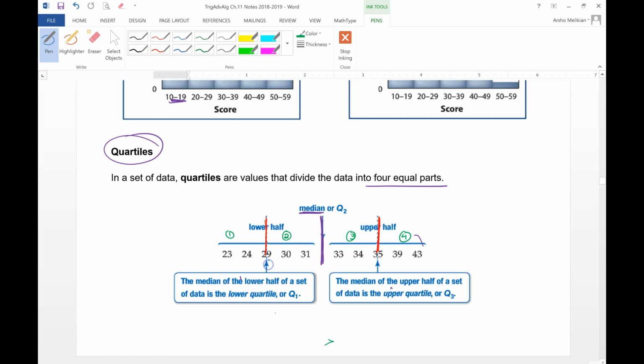Now, this number here, which is the first partition, I call that Q1. This number here, which was the median, but it's also the second partition, I call it Q2. And here, this is the third partition, I call that Q3. And there can't obviously be another one. All right? So just remember that median and Q2 are the same. Okay.